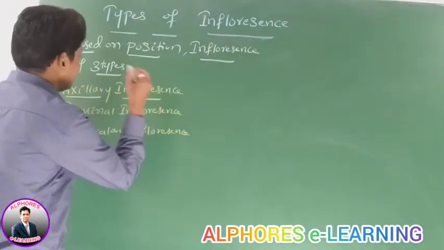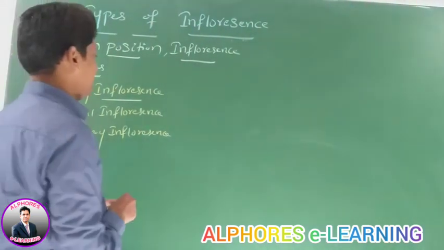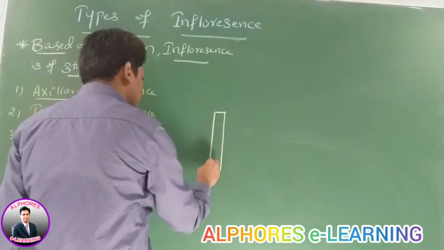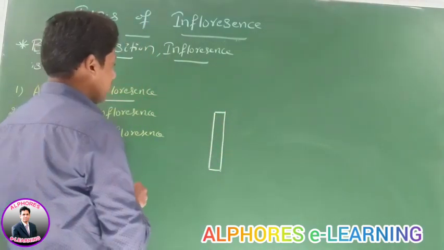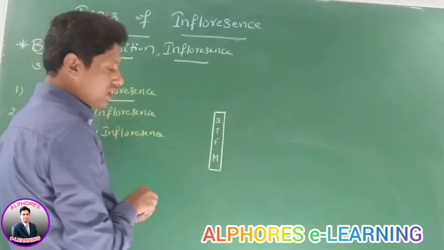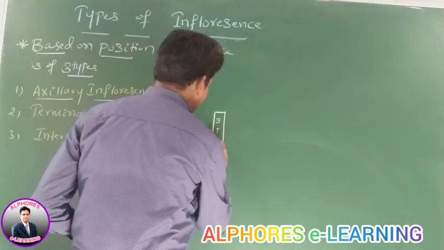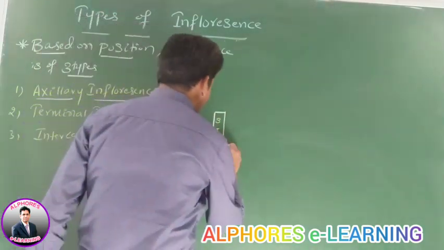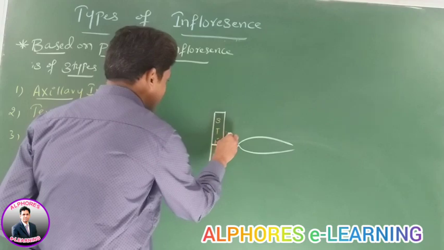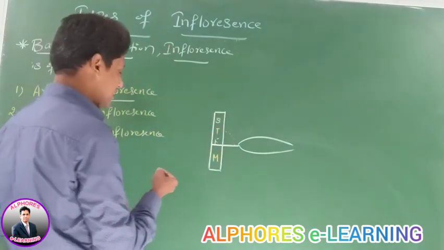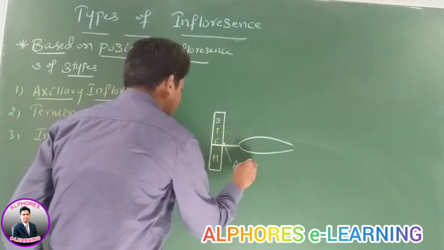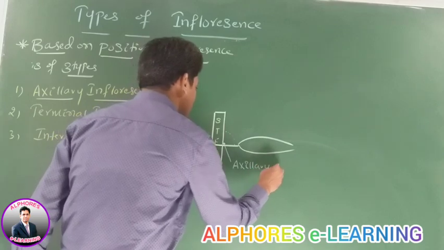Go for axillary inflorescence. Now listen here. This is a stem. Now, this is a node. For example, from this node a leaf has developed. This is the axil. This axil contains which bud? Axillary bud. Yes or no?